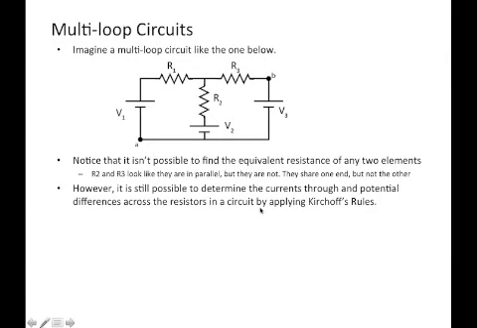In some cases, it's not possible to simplify the circuit. If you look at this example right here, you can see that R2 isn't in parallel with R3. Even though they loosely share an end, there's some batteries in between, so they're not in parallel. R1 and R2 aren't in series, so nothing's in series, nothing's in parallel. Now what do we do? How do we solve this kind of circuit?